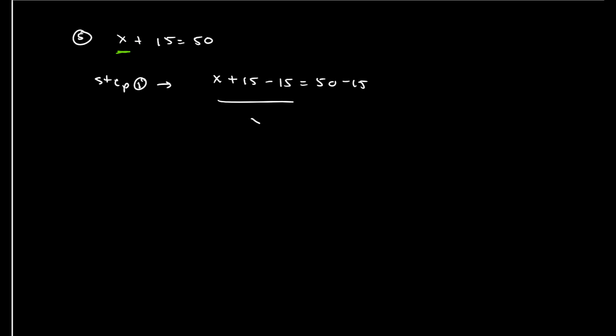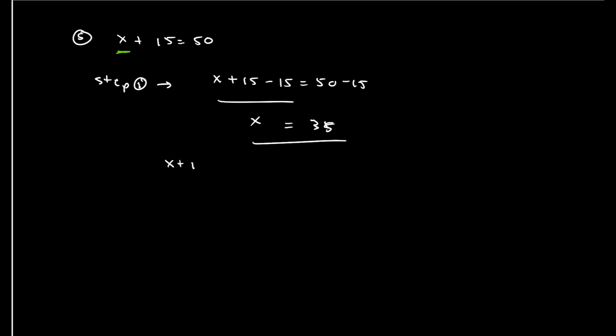On the left-hand side, we're left with x. And on the right-hand side, 50 minus 15, that's 35. So x equals 35. That's a quick, fast way of doing it. And let us see if that is correct. Let us plug in x equals 35 into our original equation.